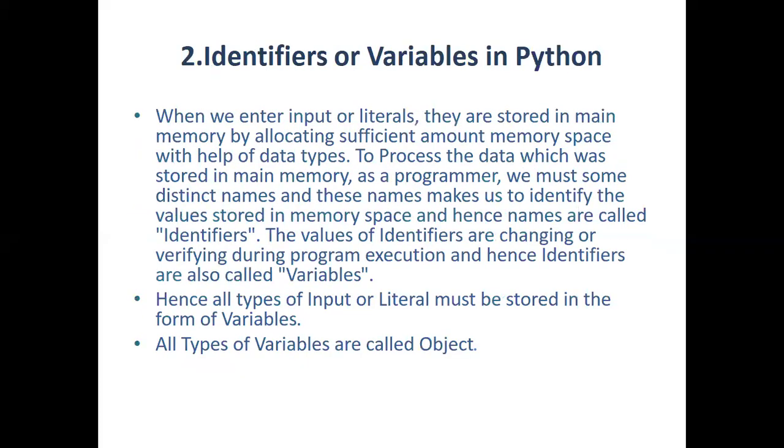Now, what do we understand by identifiers or variables? Whenever we make any input or literal, it is stored in the main memory by allocating a sufficient amount of memory space with the help of a data type. In order to process the data stored in the main memory, as a programmer we must use some distinct name, which lets us identify the values stored in the memory space. Hence, these names are called identifiers. And the values of identifiers change or vary during program execution, hence identifiers are also called variables. So all types of inputs or literals must be stored in the form of variables. All types of variables are called objects.